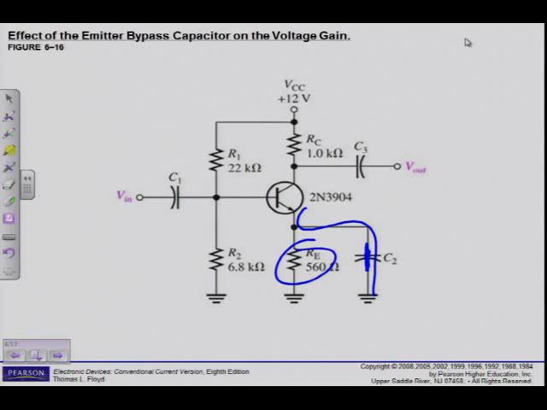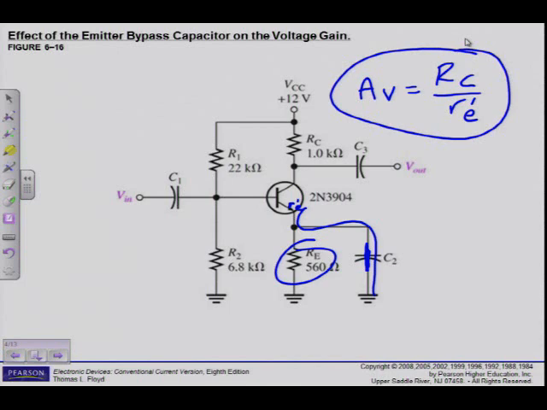Now remember, we just said that voltage gain is equal to RC over R accent E. Where R accent E is the AC emitter resistance internal to the transistor. Why is this formula true in this specific case? Because I am bypassing RE.